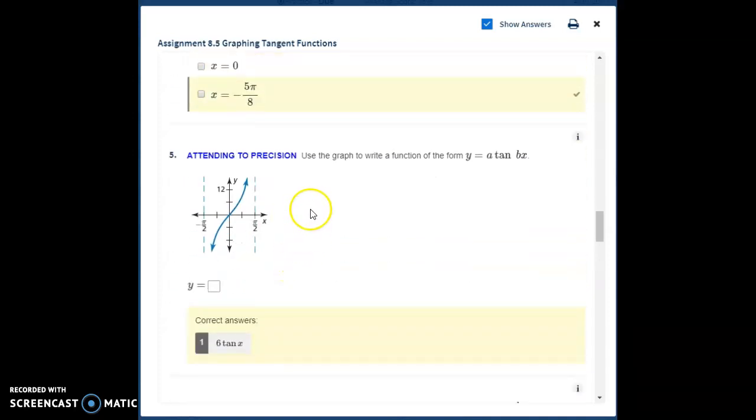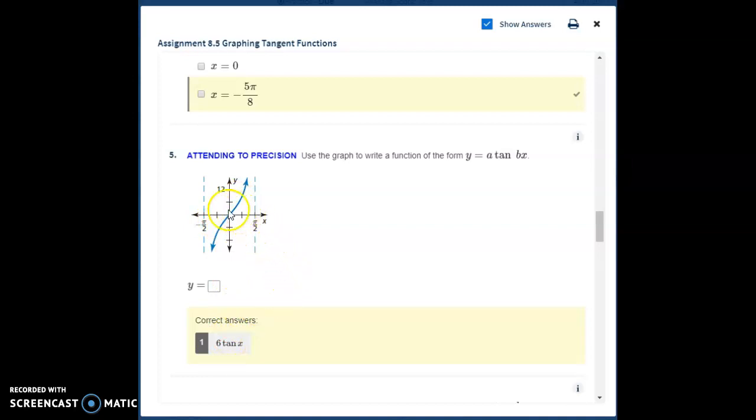Number 5, we're looking for the equation here. And so we're looking for a value for a and a value for b. And as we look right here, we see this is a tangent function. And this first value right here is over pi fourths, and it's up 6. So that's the vertical stretch of a value of 6. So that's where we get the 6 from.